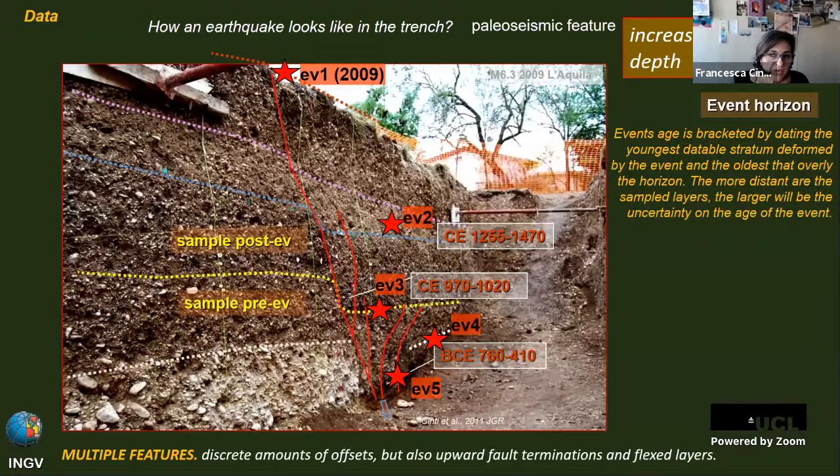The event's age is bracketed by dating the youngest datable stratum deformed by the event and the oldest that overlies the horizon. And of course, the more distant the sampled layers are, the larger will be the uncertainty on the age of the event.